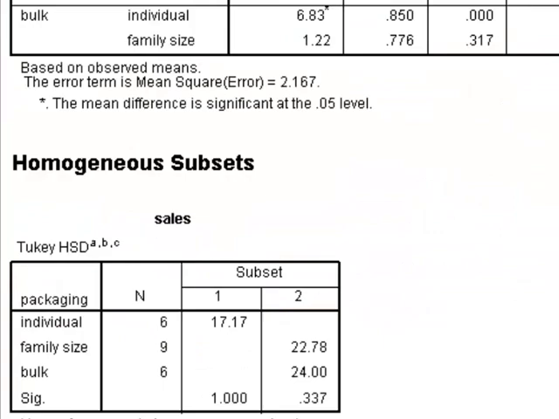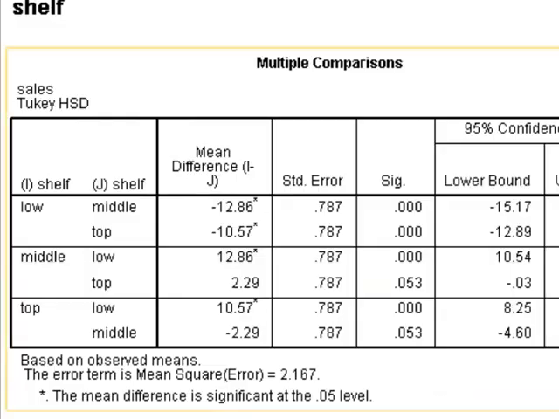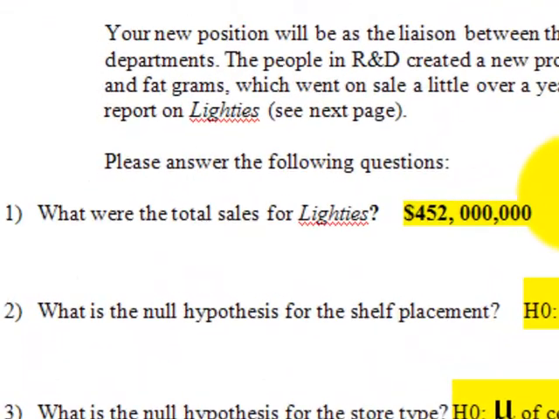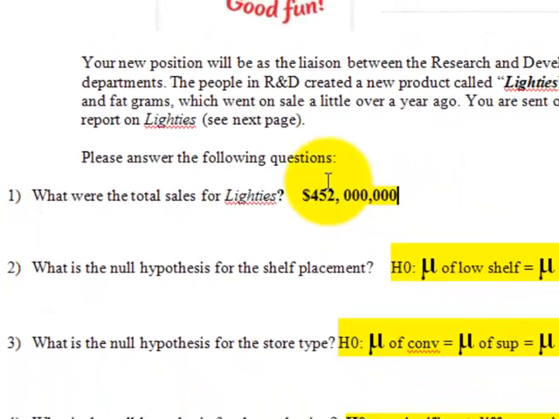Okay, so we have what we need to answer the question. Hold on while I pull up the answer sheet. All right, let's see. These are the answers that I got. I totaled up their sales, and it was less than $500 million. Not remarkable by Frito-Lay standards, so they might not keep Lighties if it can only make a measly $0.45 billion.